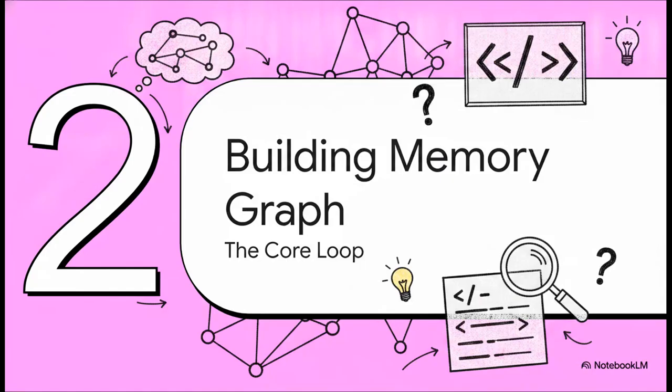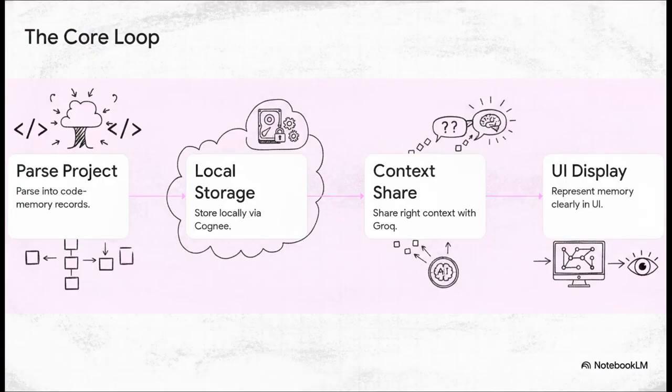Section 2, building the memory graph, focusing on the core loop. This system operates on a very specific 4-step core loop, which is pretty much the beating heart of the MVP. First, it parses your project using TypeScript AST analysis. It uses a parser called ts-morph to systematically extract all your files, classes, functions, and imports. It maps out their relationships, what contains what, what imports what.